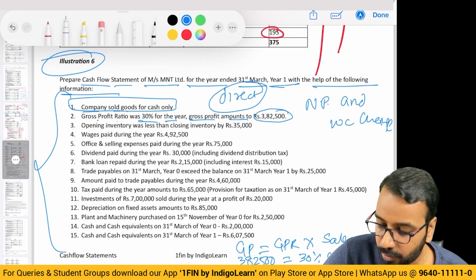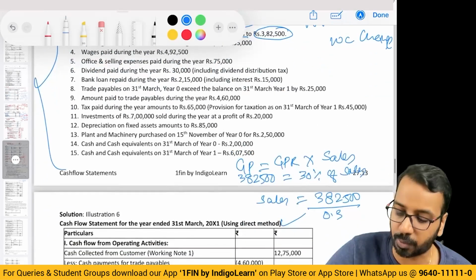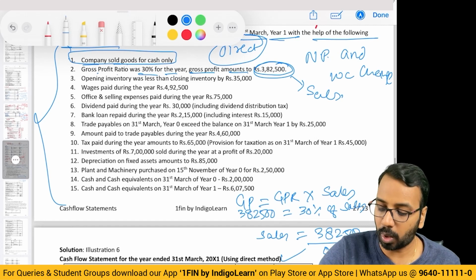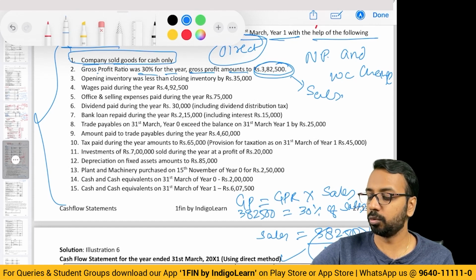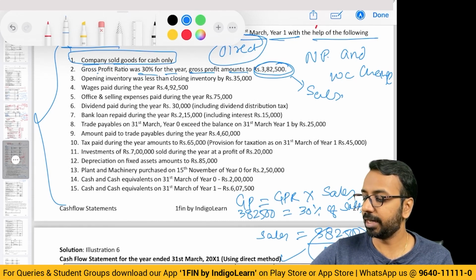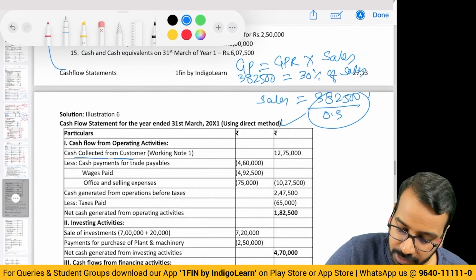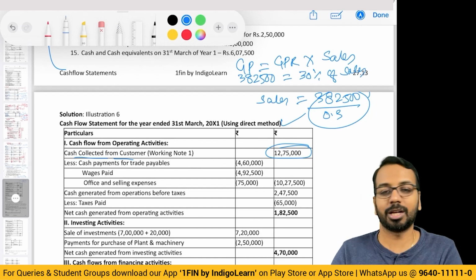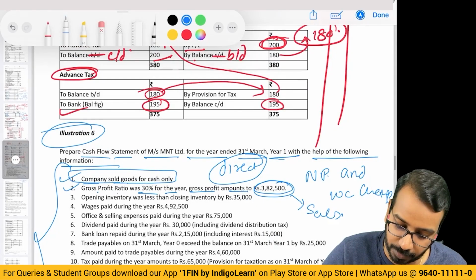So sales is equal to 382,500 divided by 0.3. 30% is 0.3. So by doing this, we will get to know the sales number. Whatever number we got here, 382,500 divided by 0.3, 12,75,000. So cash collected from customers is 12,75,000, and please ensure to have your working note done. Without working note, marks will not be given. Okay, the first thing. Then, so this part is done, this part is done.